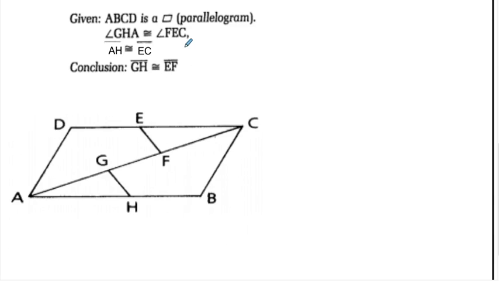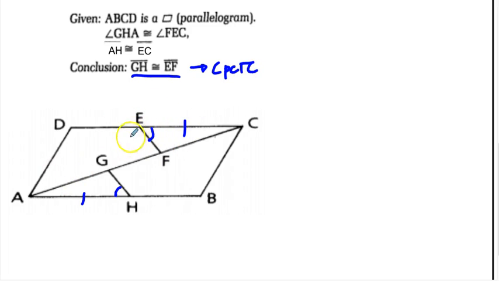This is it. Final proof. ABCD is a parallelogram. So this guy is a parallelogram again. All right. See how they use that symbol? It tells us that angle GHA, which is right here, is congruent to FEC, which is right here. All right. And we know that AH is congruent to EC. We want to prove that GH is congruent to HF. That is once again going to be a CPCTC proof.